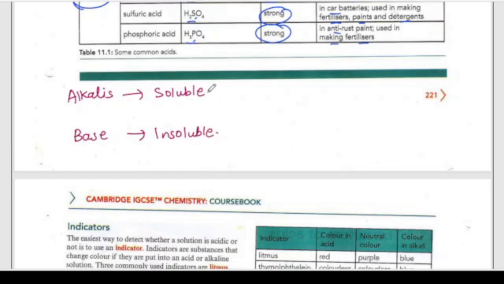So alkalis, for example, we have NaOH, KOH, potassium hydroxide, right? You can also consider calcium hydroxide, right? So these are hydroxides, and these hydroxides are nothing but alkalis. They are soluble in nature, soluble in water. So when you dissolve them in water, they will form Na plus ions and OH minus ions, and that's why they are called soluble bases.